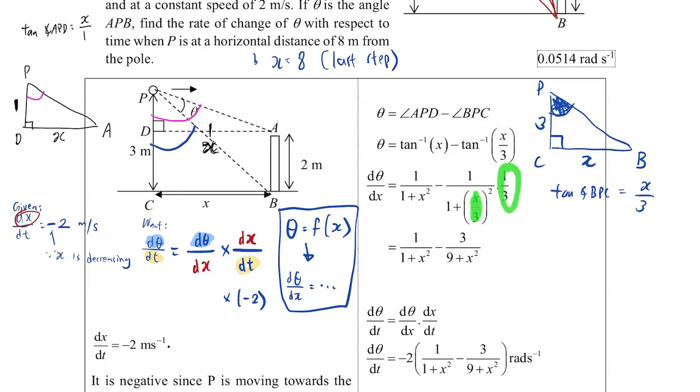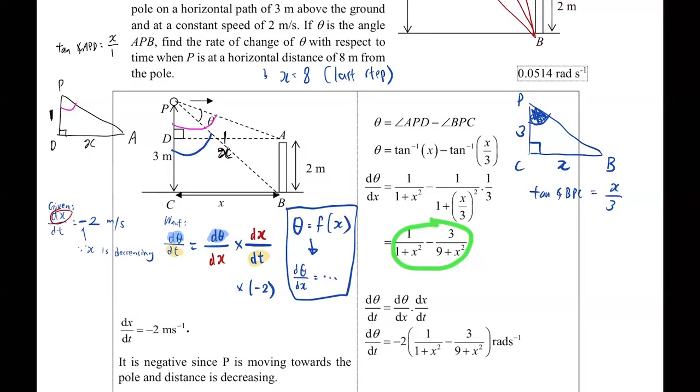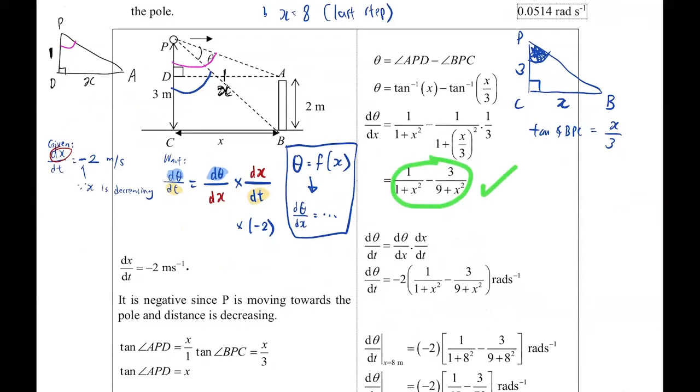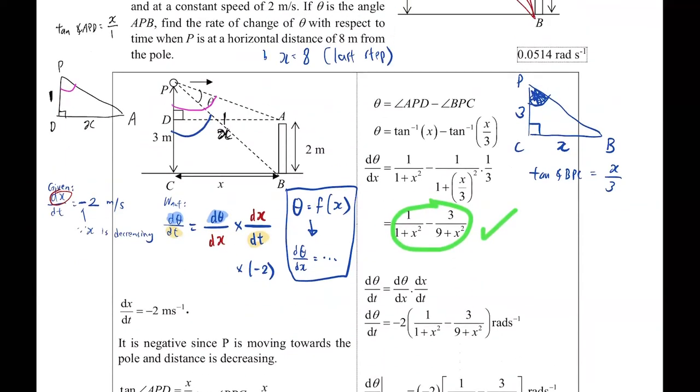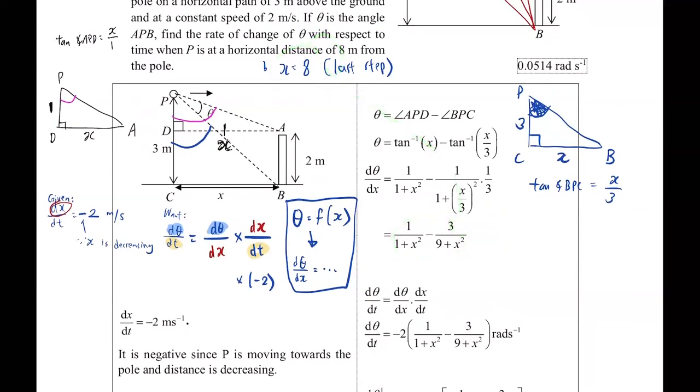Because x over 3 is not just x. Then after that, simplify, you get this expression. Then so on and so forth. After you find d theta by dx, can you immediately sub in x equal to 8? Actually, at this stage, you can. Actually, you can, but try not to. Do it at the last step. How about at the theta stage, when theta equals tangent inverse x minus tangent inverse x over 3? Can you sub in x equal to 8? Cannot. That one really cannot.